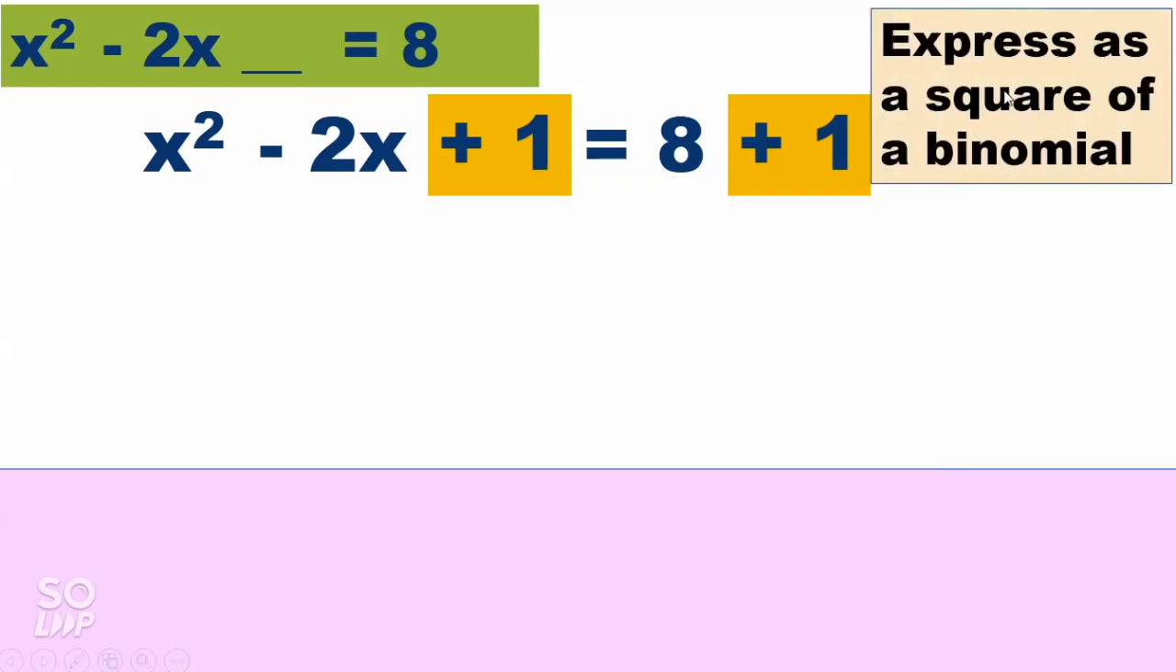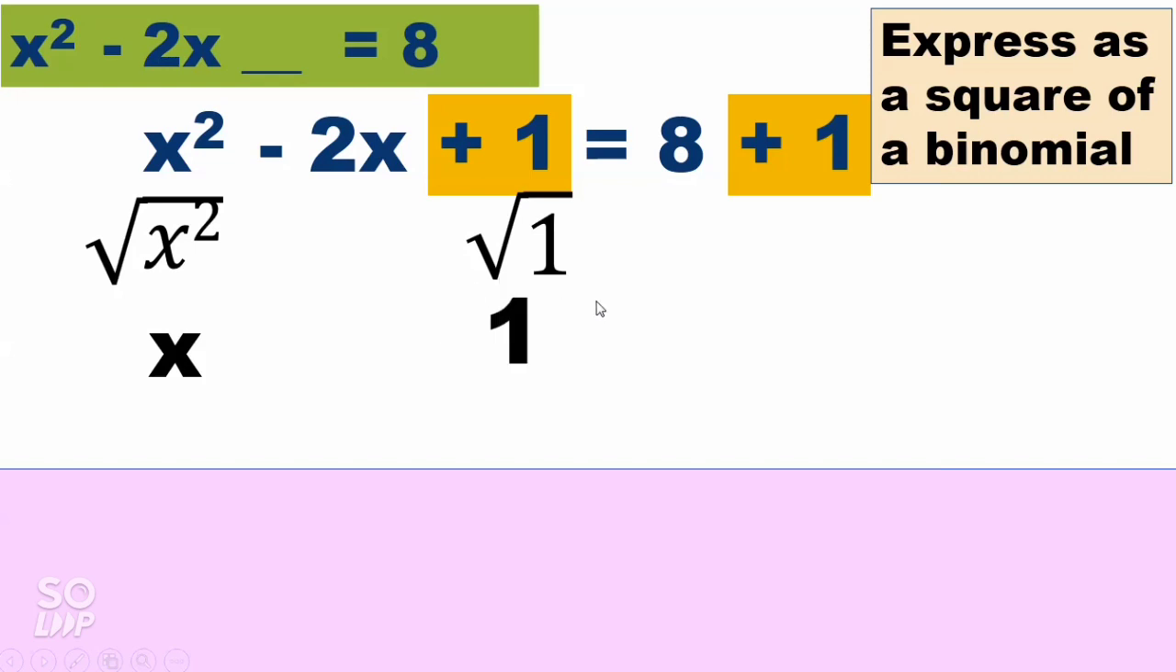Okay, and then we express as the square of a binomial. Express natin yung nasa left side, yung perfect square trinomial natin as square of a binomial. To express, okay, kunin natin yung square root ng first term which is x square. Kunin natin yung square root ng last term which is 1. Square root ng x square, square root ng 1, okay, x square is x. Square root ng 1 is 1.